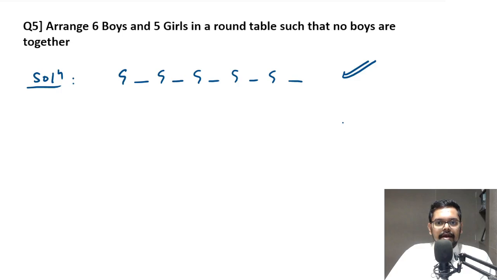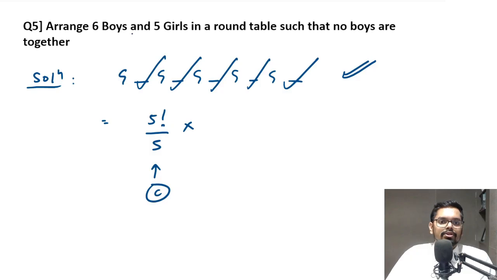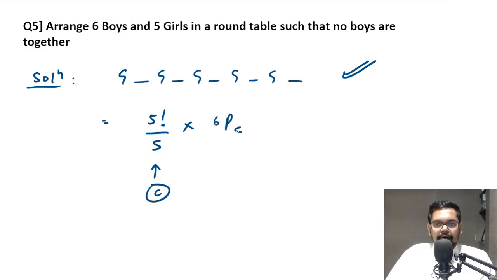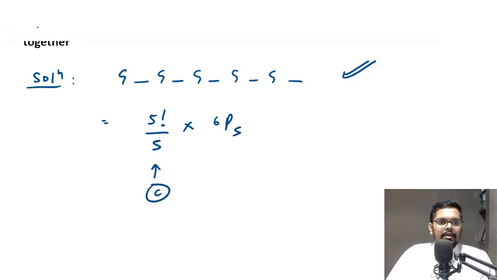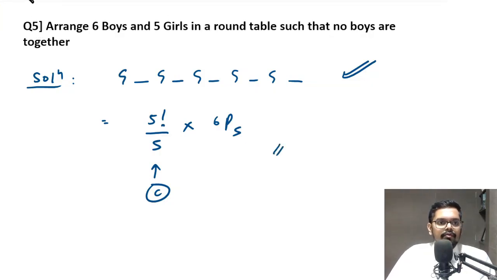If this is the right pattern, now tell me, 5 girls, right? So the girls' arrangement, you will say, is 5 factorial by 5 because circular kind of fashion. And then boys, we have 5 positions and 6 boys, so we can use 6p5. Yes, very good. That is your final answer, which is wrong.